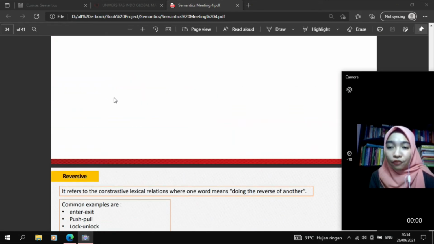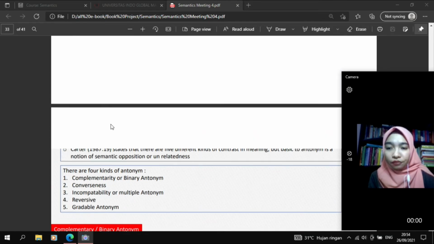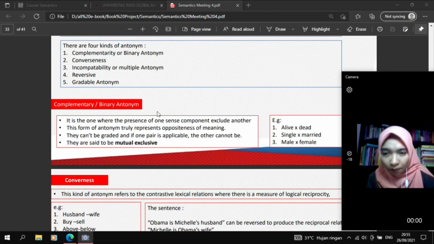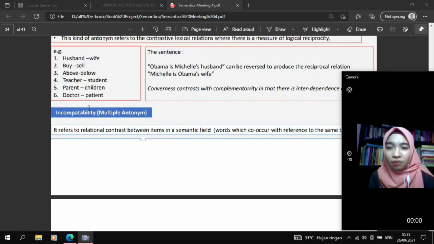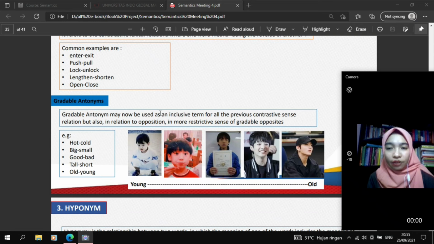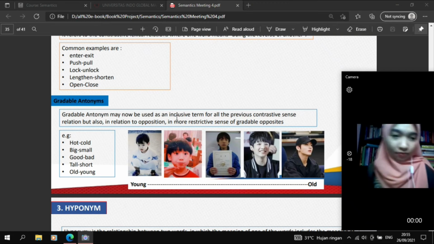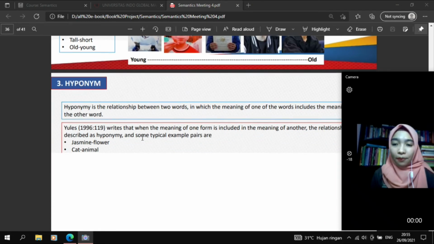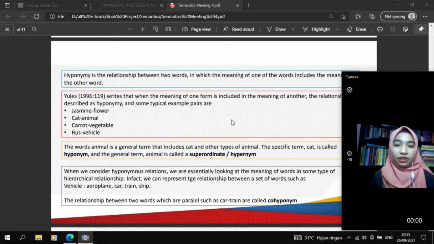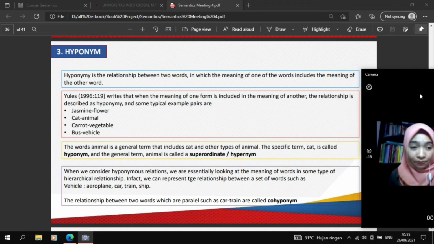So here we have 5. Like I've explained to you about antonym, we have complementary or binary antonym, converseness, incompatibility, reversive, and gradable antonym. Yeah, that's for antonym. The last one, we have hyponym. Okay, hyponym, what is that? Maybe this is your very first time to hear about hyponym.